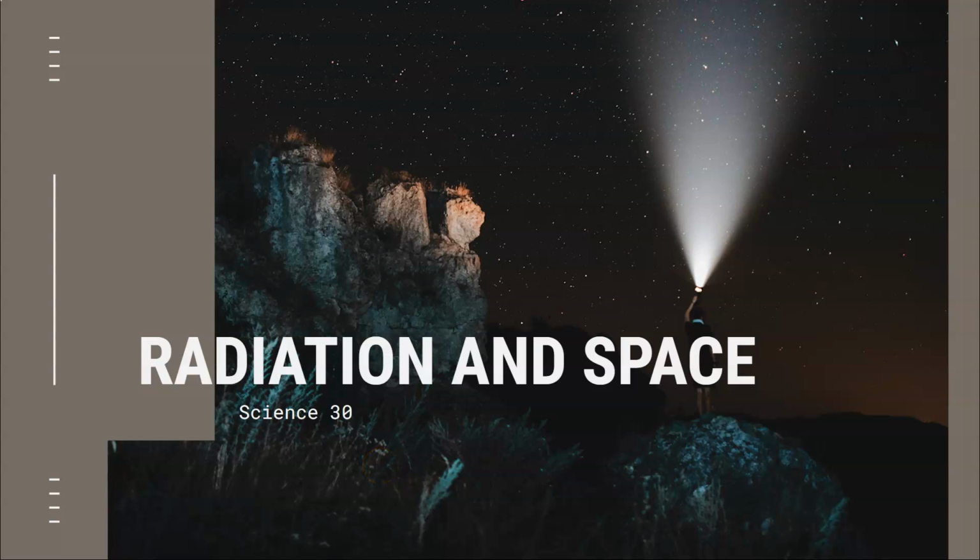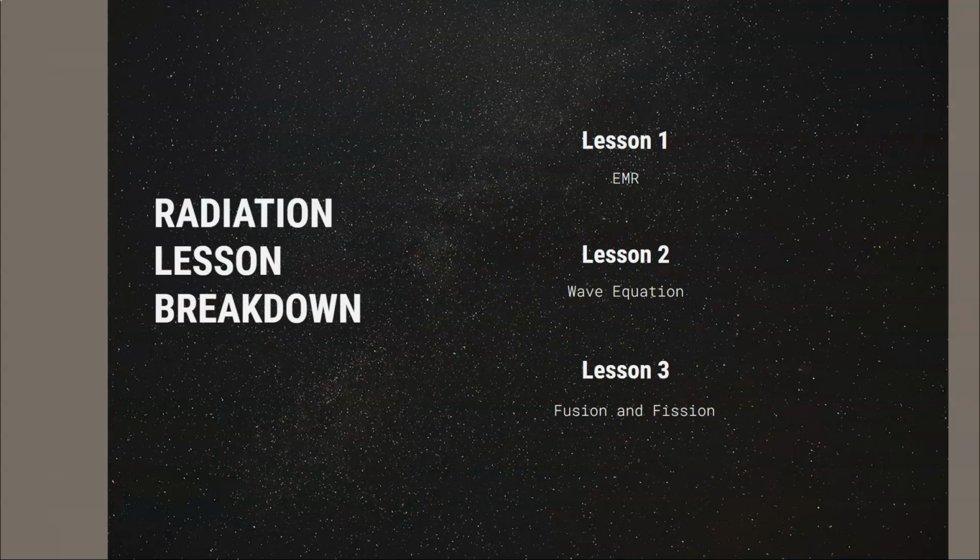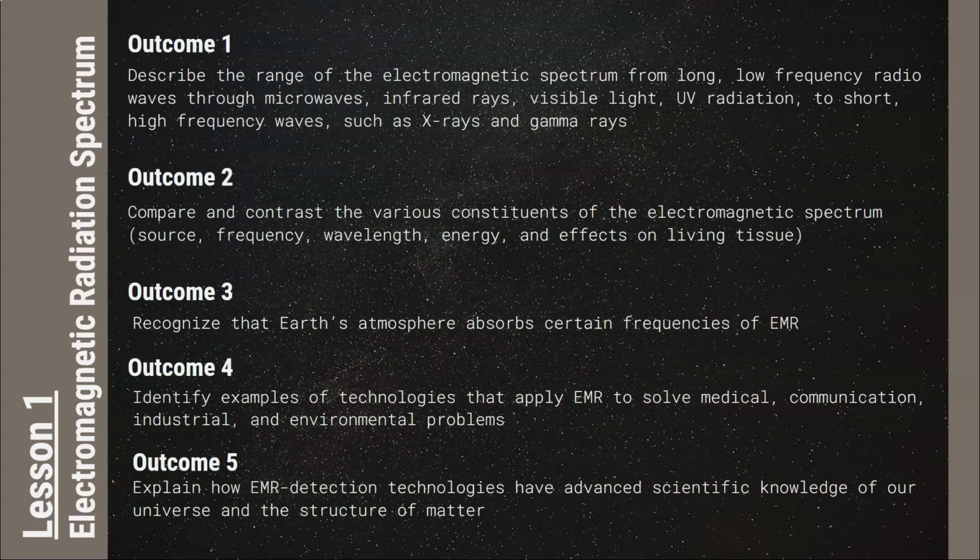Hello, Science 30, and welcome to the first part of our physics unit called Radiation and Space. We are going to be breaking this down into a couple of lessons. The first few lessons are going to involve lesson 1 on the electromagnetic radiation spectrum, or EMR. We're then going to move into lesson 2 about wave equations, and then end up with lesson 3 on fusion and fission. During these lessons, we are going to be covering a couple of outcomes.